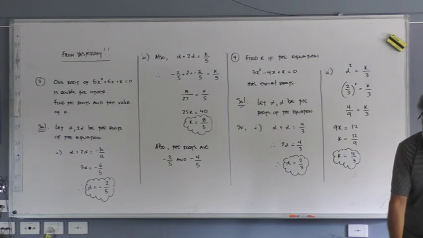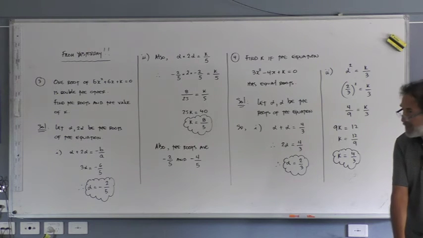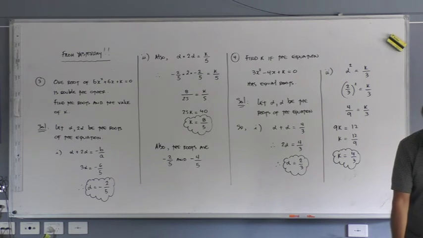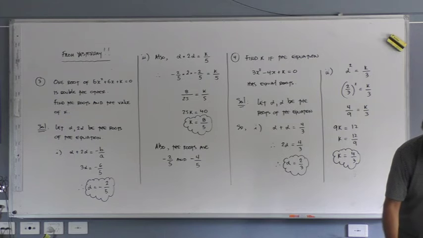Can we do one like we did at the start? Like the squares and that? Like which one? Like we did for question 1. All right, let's see if I can find another one.